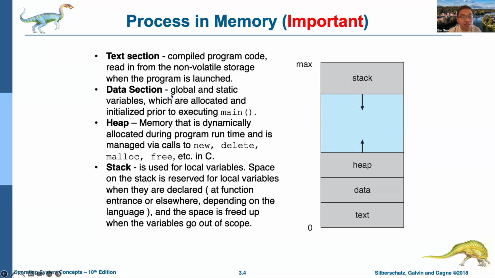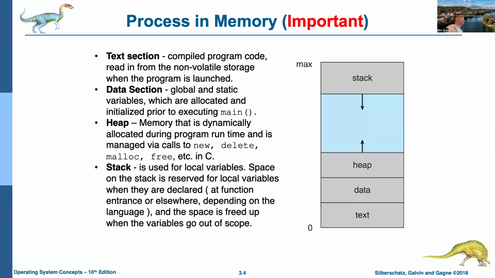Then the data section holds global and static variables. You declare lots of global and static variables, like strings, and they are put into the data section and initialized prior to main. And the heap is memory that is dynamically allocated. In C, we use malloc to allocate memory from the heap. The heap grows up.